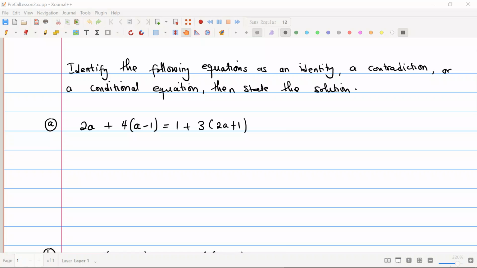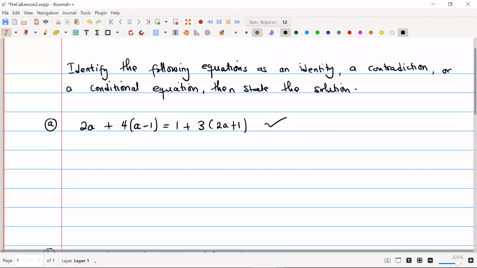Hi, so we are continuing with our lesson in some basic concepts in math. In this video, we're checking whether a given equation is an identity, a contradiction, or a conditional equation. These concepts are also needed in advanced math. So we're just going to explore what it means to say that a given equation is conditional.